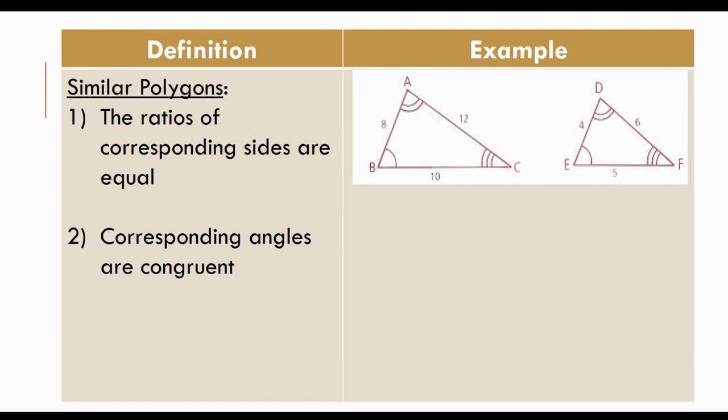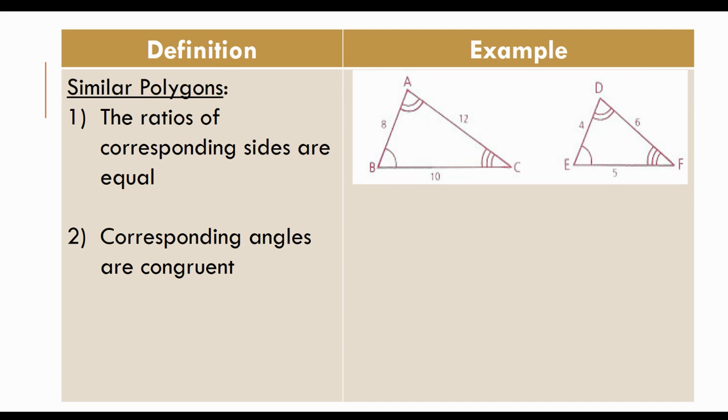All right, so now let's talk about similar polygons. So remember, a polygon could be a triangle, a quadrilateral, a pentagon. It can be all of those things that we talked about in Chapter 7 first semester. But there's 2 characteristics to be considered similar. The first characteristic deals with the sides. The ratios of corresponding sides are equal. The second characteristic deals with angles. Corresponding angles are congruent.